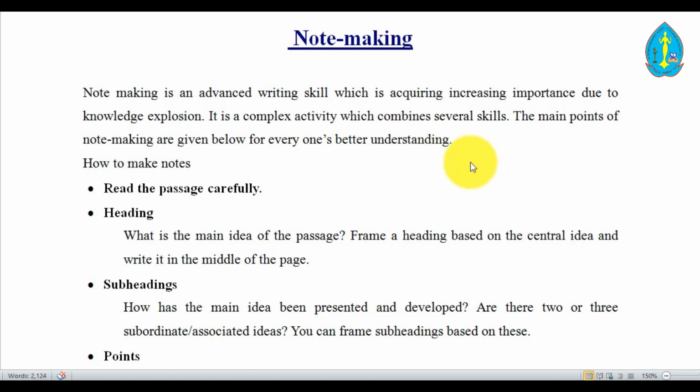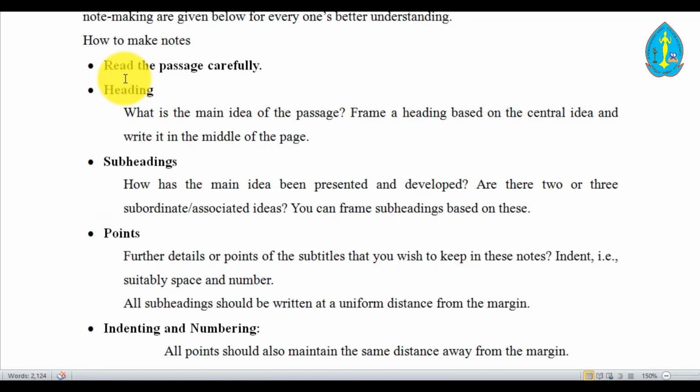The main points of note making are given below for everyone's better understanding. So how to make notes? First and foremost, read the passage very carefully. And second, give a suitable heading. Give suitable headings depending on the passage.